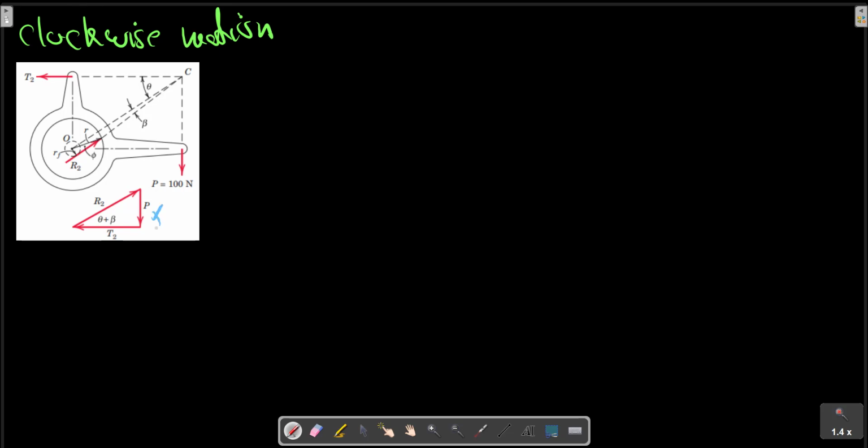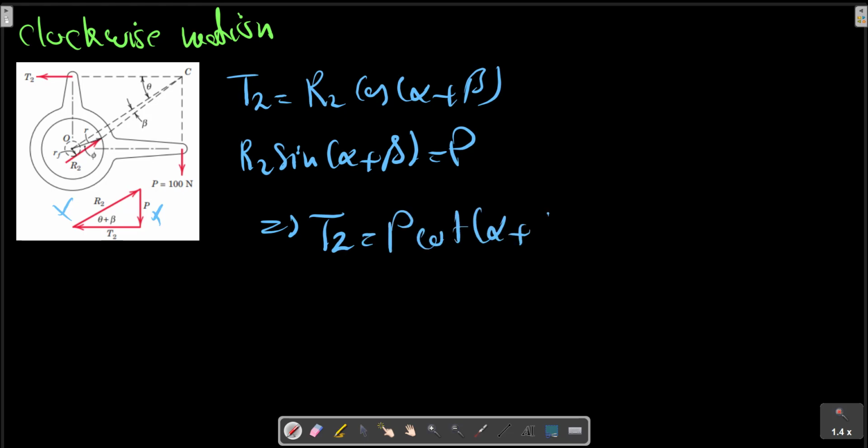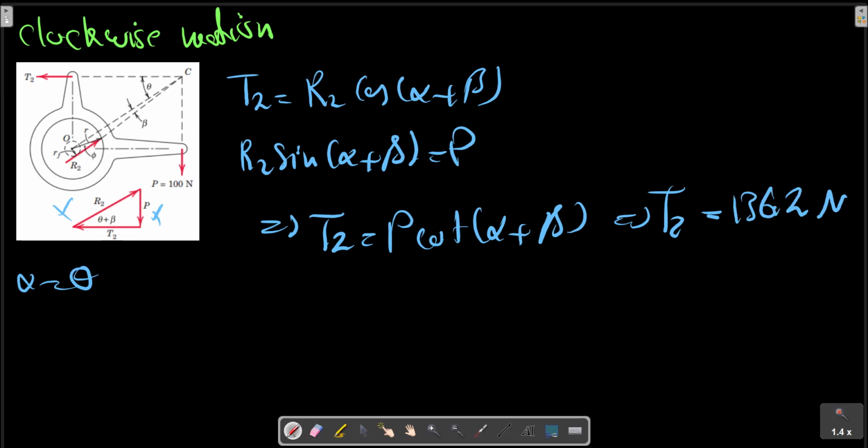The equilibrium in triangular shape: T2, R2, and R2 sin. T2 equals P cot alpha plus beta, alpha theta, T2 Newton for the counterclockwise motion.